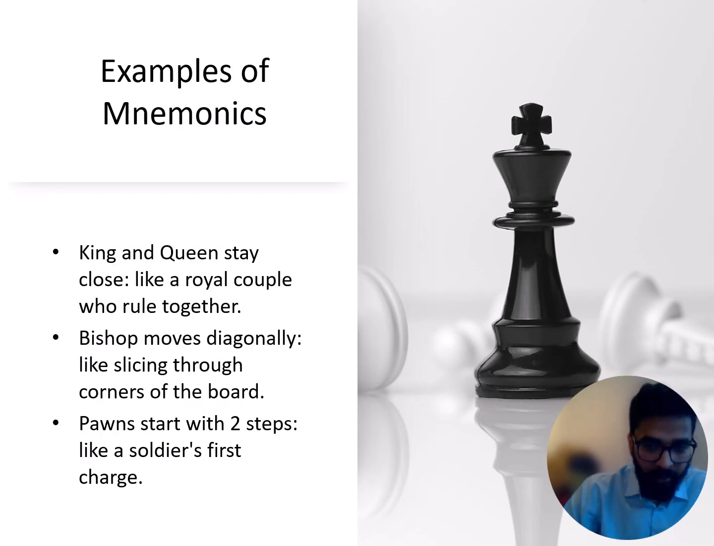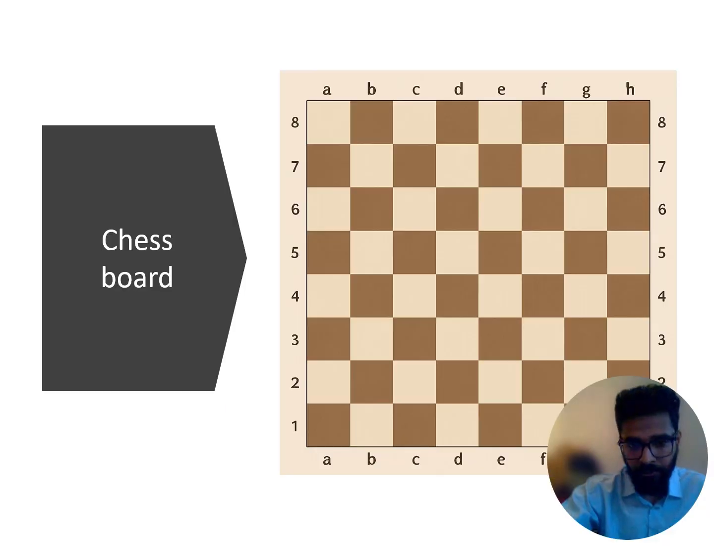Like the example of the king and queen. They always stay together like a royal couple, and the bishop moves diagonally, slicing through the corner of the board. And there is another example of the pawn: the pawn starts with 2 steps, like a soldier's first charge.